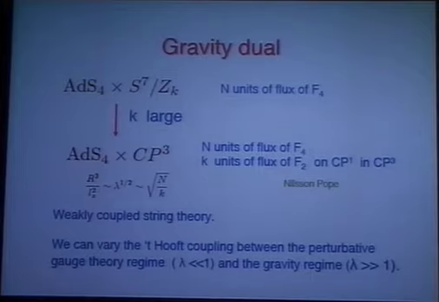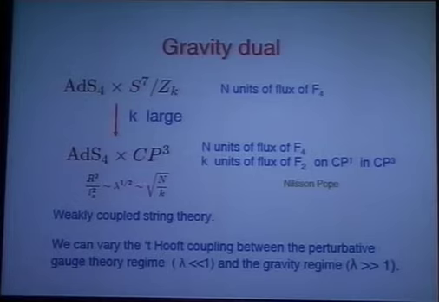And this type of solutions were considered in the past by Nilsson and Pope. And they have N units of flux on AdS4 or dual flux over the CP3, and k units of flux of the two-form field strength through a CP1 inside CP3. So this is a particular solution of the solutions that Alessandro Tomasiello was describing this morning. Now the radius of curvature of the AdS4 and the CP3 and the CP1 inside CP3, so all the radii of curvature, there is a unique parameter here, a unique radius of curvature, and it's given by the square root of the 't Hooft coupling in the field theory, which is this ratio of N and k.